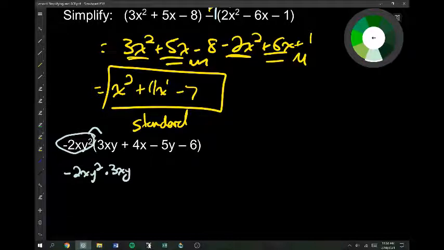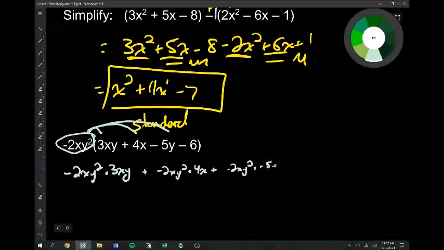I'm also going to do negative 2xy squared times this 4x. I'm also going to do negative 2xy squared times this negative 5y. I don't like how that times and minus are right next to each other, so I'm going to put that in parentheses. And I'll do negative 2xy squared times negative 6.